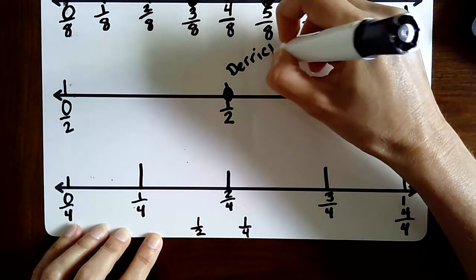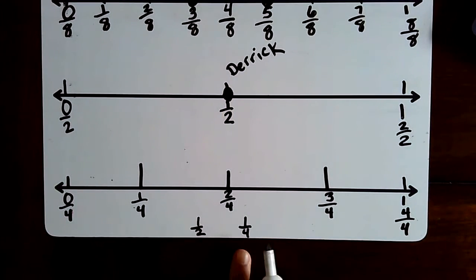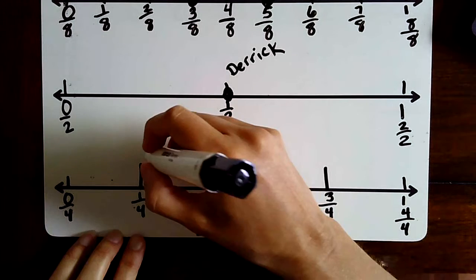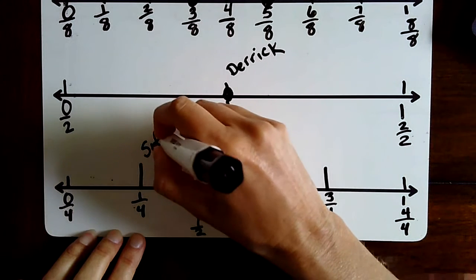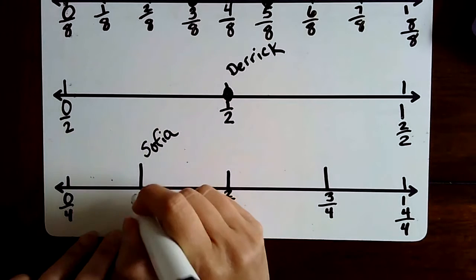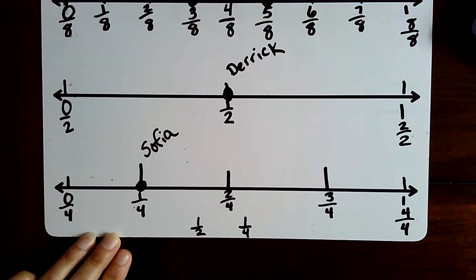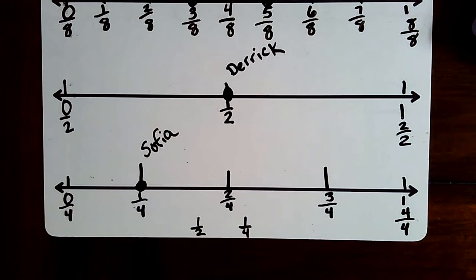I think that's how he spells his name. And we'll say that Sophia ate 1/4 of an apple. I'm sure she's watching the video. So if Derek ate half of an apple, Sophia ate 1/4 of an apple, who ate more of the apple?